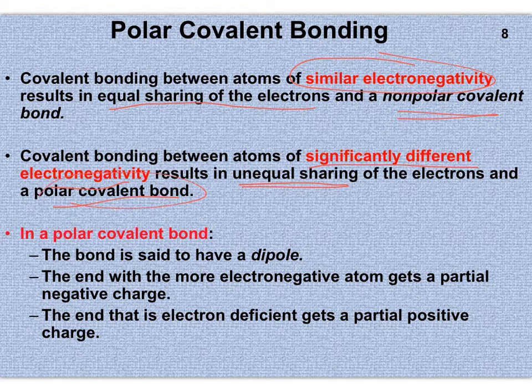If it is a polar covalent bond, we say that there is a dipole. That simply means separation of charge. So it doesn't mean a total positive and negative charge like you have with ionic, but it means some separation of charge, in this case partial.